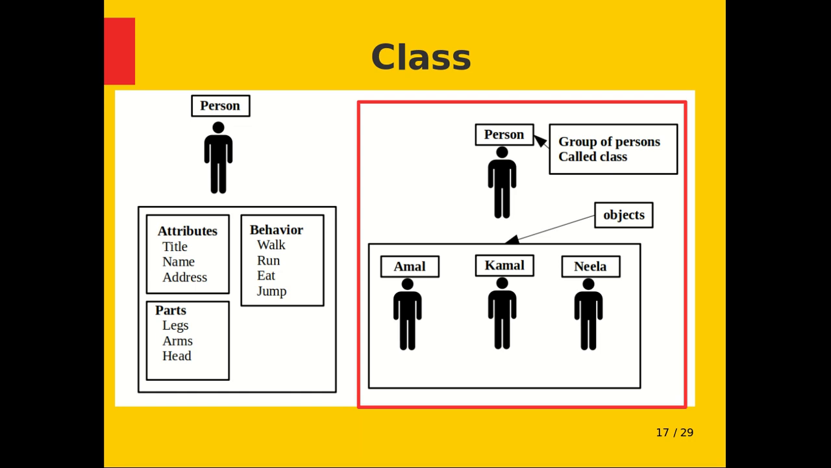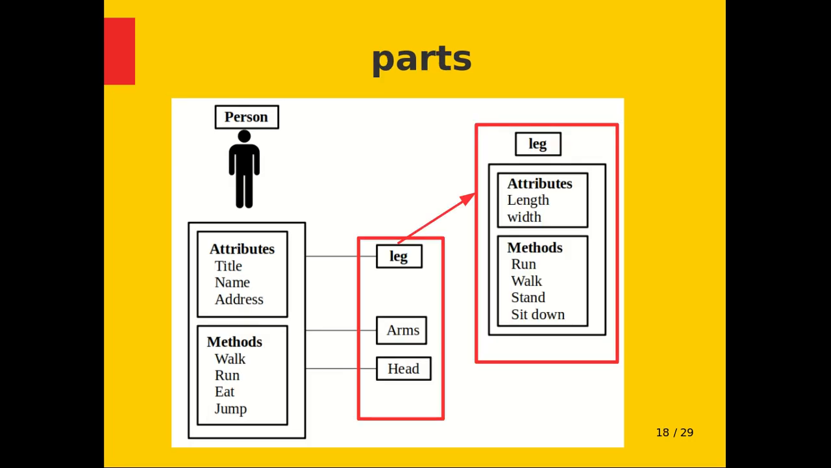Normally a class name begins with a capital letter. The parts of class person are legs, arms, head, etc. These are other classes with their own attributes and methods.